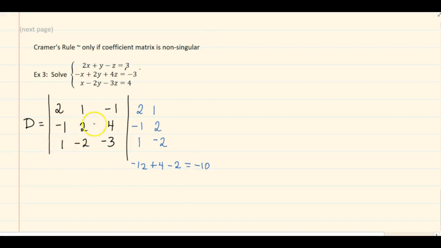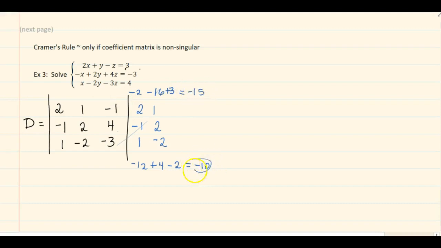When I multiply going up, I get a negative 2. When I multiply going up, I get a negative 16. And when I multiply going up, I get a positive 3. I'm going to add them all up together, and I end up with a negative 15.